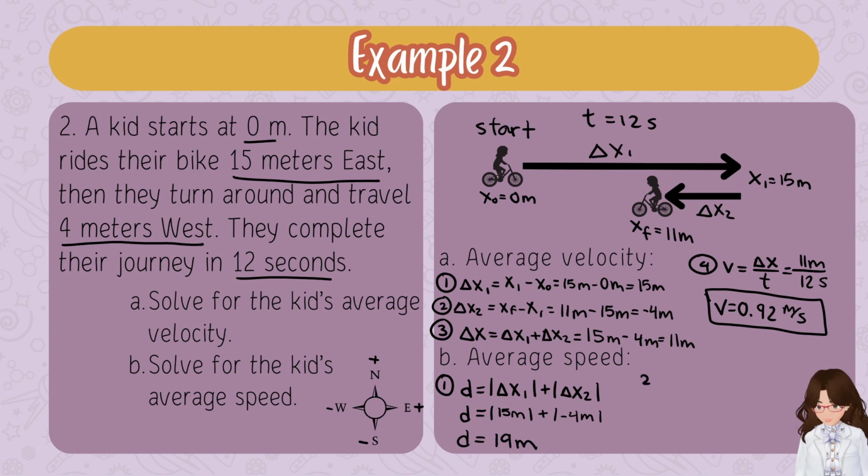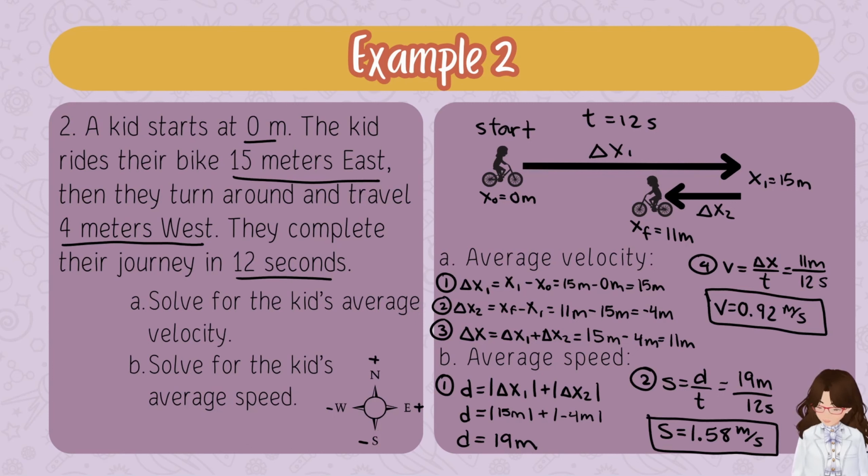Now that I have my total distance, I can go ahead and get my speed, which is the total distance divided by the total time. In this case here, that'll be 19 meters divided by 12 seconds, and this will give me an answer of 1.58 meters per second. Now notice in this case, even though we're using the same components to calculate our answers, speed is faster than the velocity. And there's a reason for this.